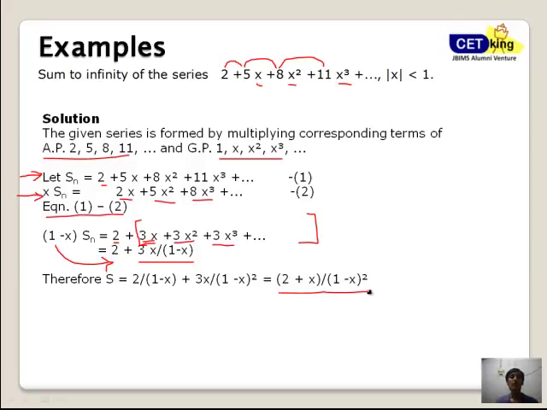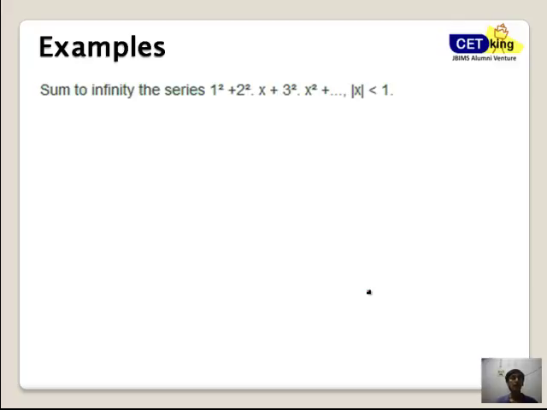Okay, we will solve one more problem on this one, so that you get a clear idea on how to solve this kind of problem. Now the sum to infinity of the series 1 square plus 2 square x plus 3 square x square up to infinity is to be found. So give this problem a try and then we'll see how this can be solved.